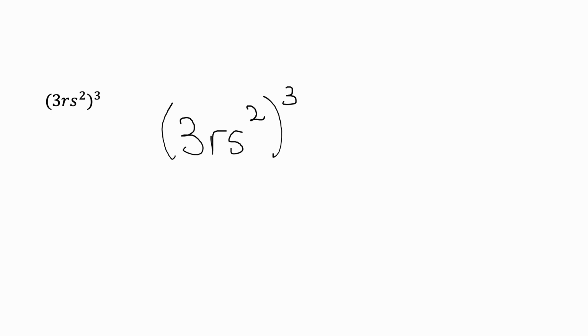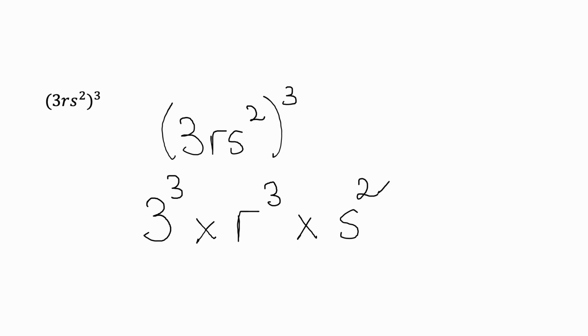Let's first start off with this one. So we have 3 to the power of 3 times r to the power of 3 times s, but because we are raising the power to each other, we're essentially doing 2 times 3. So therefore, 3 cubed, which is 27, r to the power of 3, and 2 times 3, which is 6. So s to the power of 6.